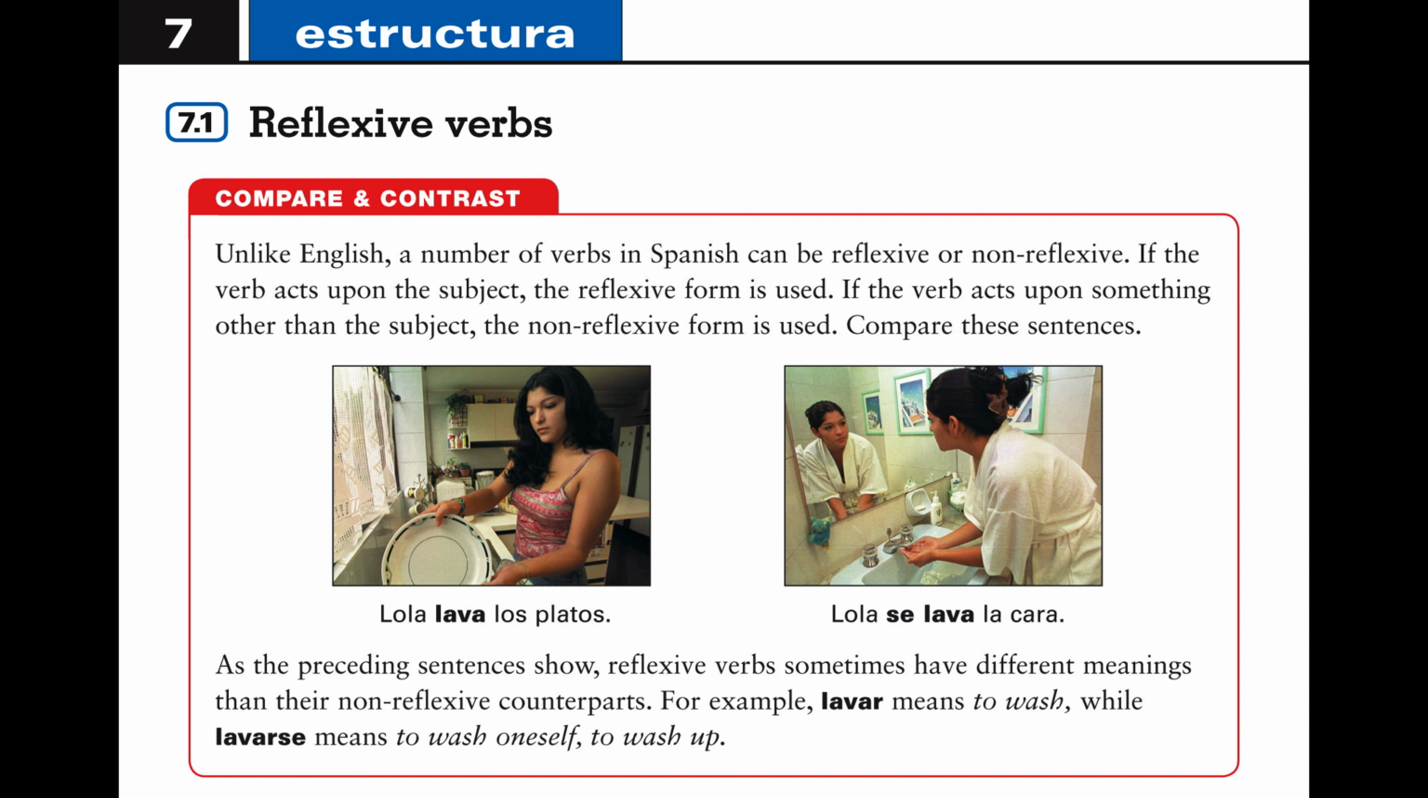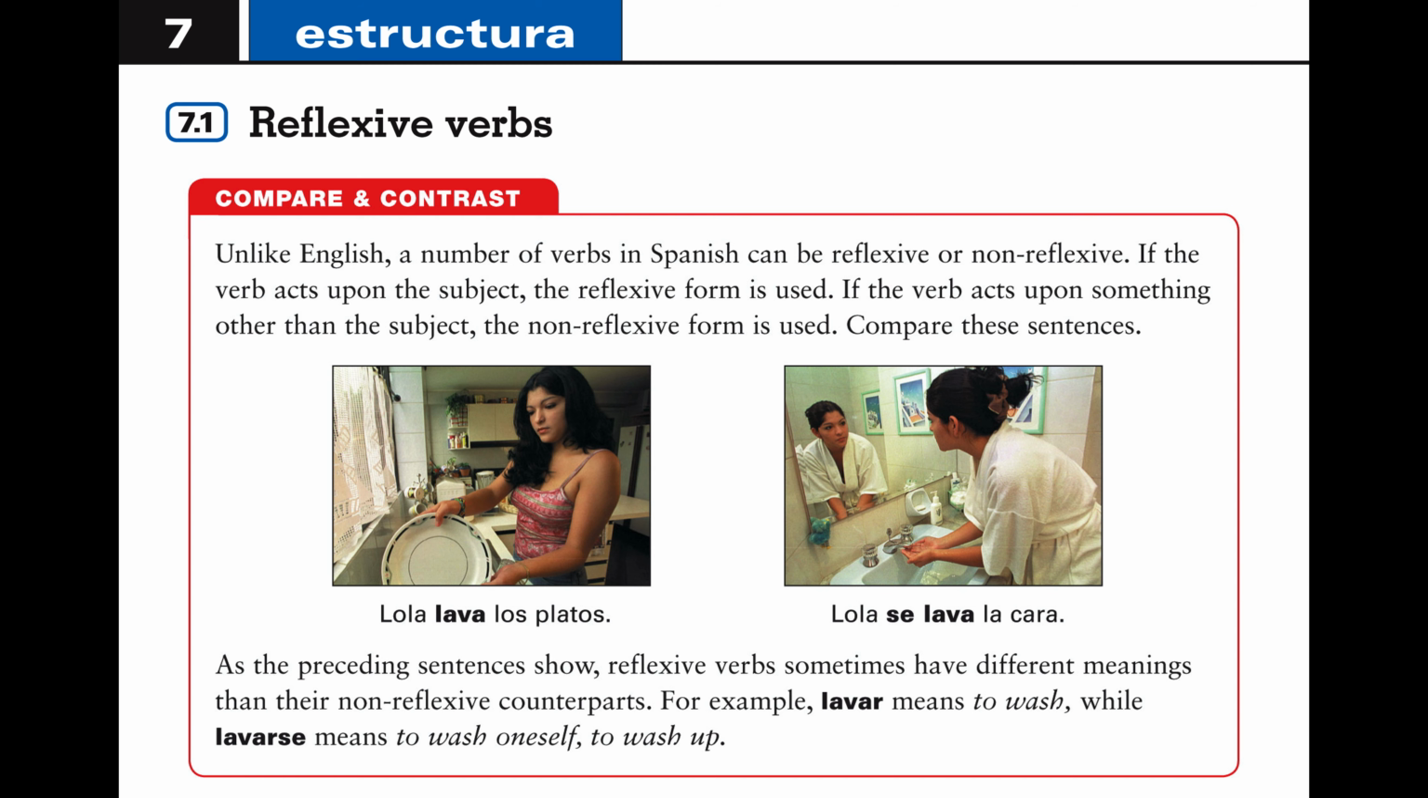So if I look at these two sentences, Lola lava los platos. I'm not using lavarse. In this case, because the plates are being washed and the plate is not the subject, I don't have a reflexive verb. But when I say Lola se lava la cara, she's washing Lola's face. So it's being done to the subject, which requires the reflexive verb.